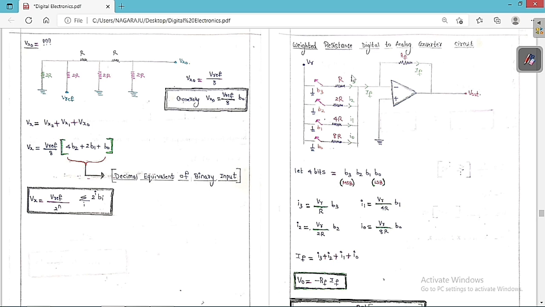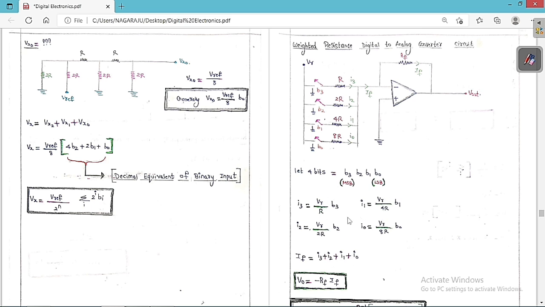Because this voltage is 0, the voltage difference is always equal to VR. So I3 is equal to VR by R into B3, I2 is equal to VR by 2R into B2, I1 is equal to VR by 4R into B1, and I0 is equal to VR by 8R into B0. So what is the net current IF? It is the current because of all these currents. So IF is equal to I3 plus I2 plus I1 plus I0.